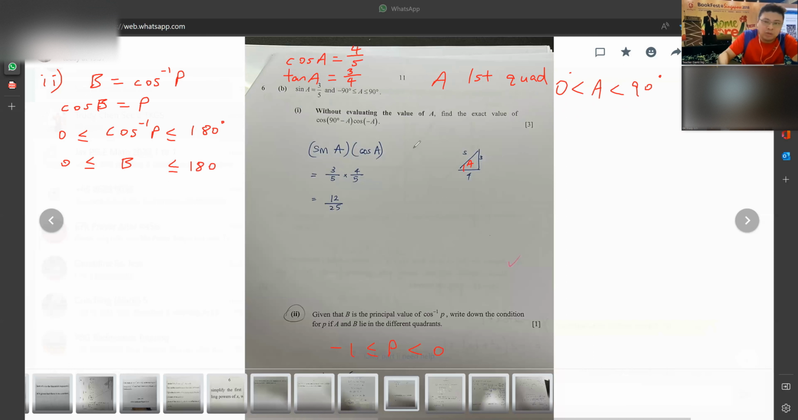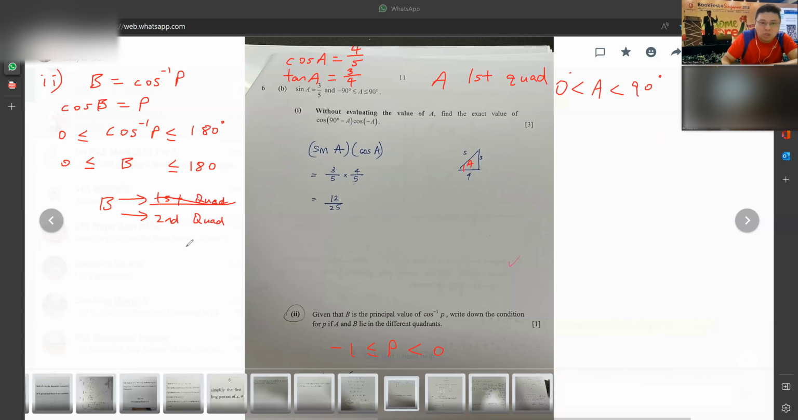You see, first, A is already established as first quadrant, earlier on. Based on this definition, you know that B is either first or second. B is either first or second, and A is first. Then they said different quadrant. Since they lie on different quadrants, B is confirmed in the second quadrant. It cannot be first quadrant, because A is already in the first quadrant.